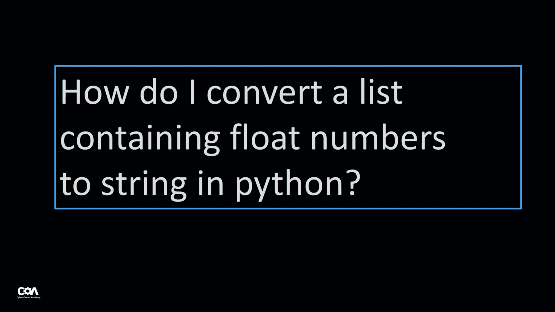In this video, we will be talking about how to convert a list containing float numbers to a string in Python. Basically, we will convert a list of float numbers into a list of strings, and then also convert that list of strings into a completely separate string. That is, we will convert a list of float numbers into a string data type. So how can we convert it? Let's start.